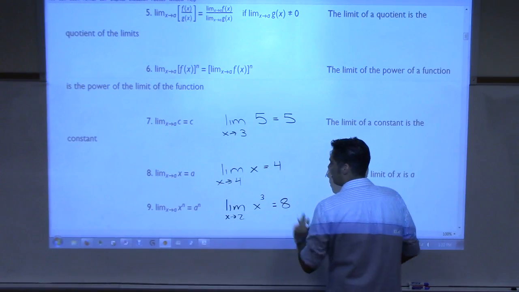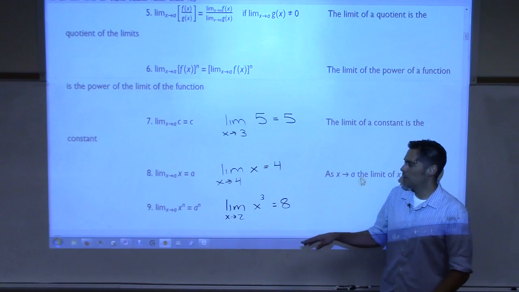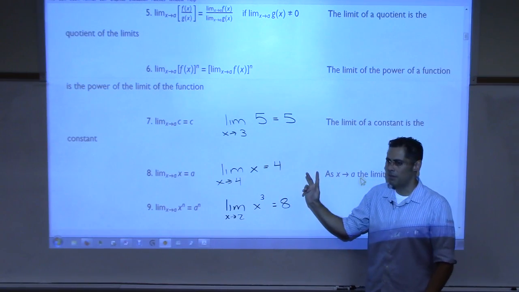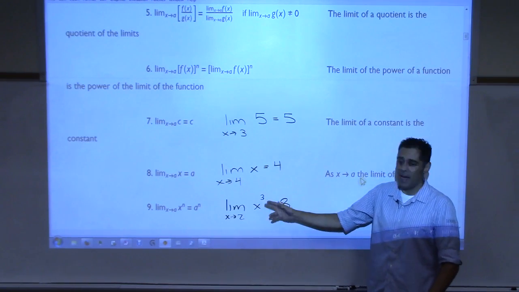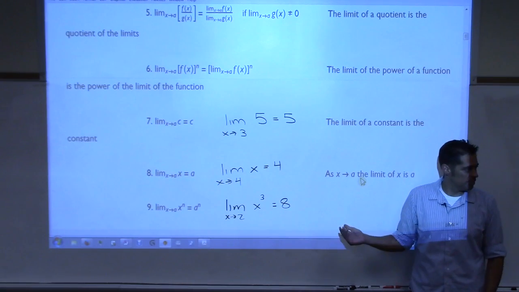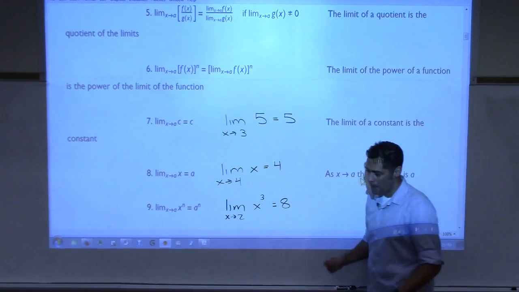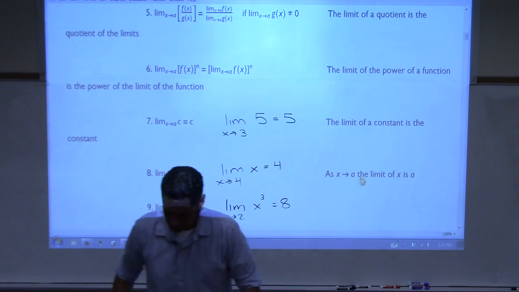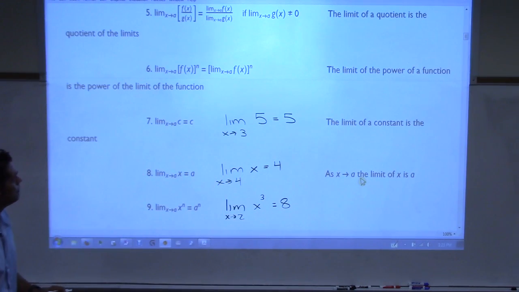So these limit laws just tell you you're allowed to do these things, right? If it's just x, just replace it with whatever it's headed to. If it's x to a power, you just plug in the x, right? Essentially. All right.